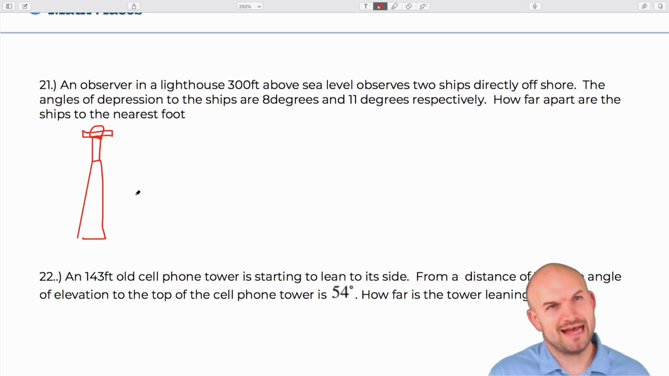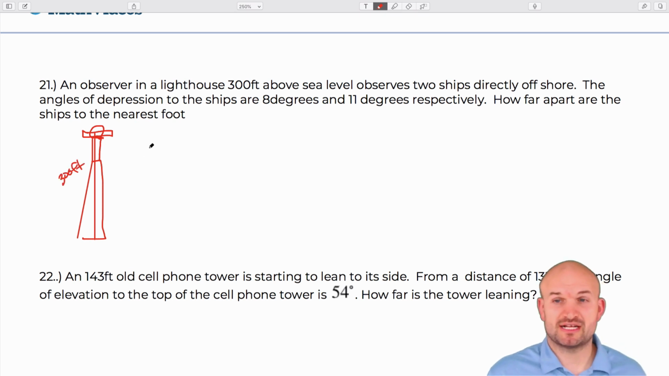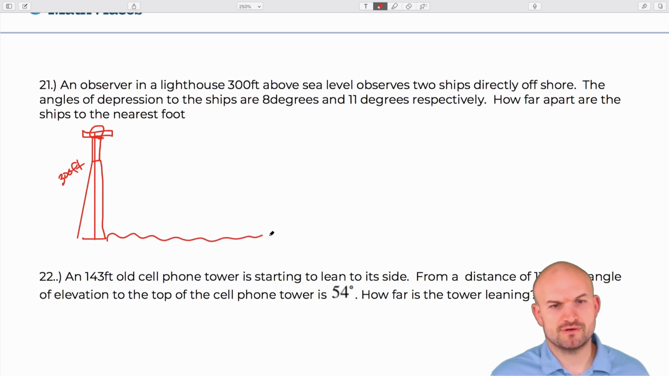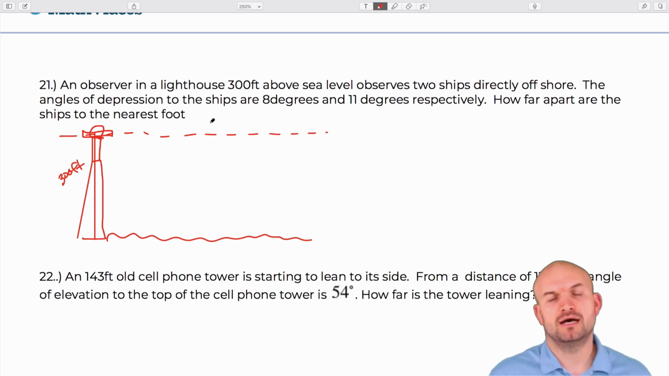So then we have a lighthouse that's 300 feet above the shore. Okay, and there are two ships directly offshore. So we have something offshore, right? And now again, remember angles of depression are angles below a horizontal. So the horizontal is going to be like the eyesight from the lighthouse. So we have 8 degrees.